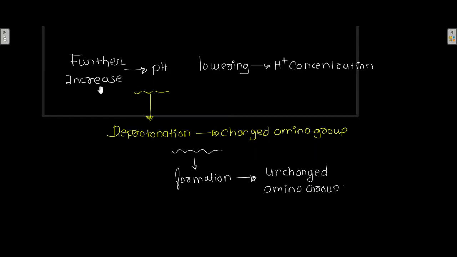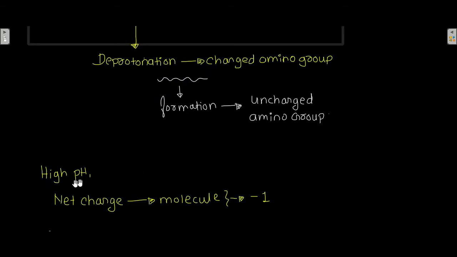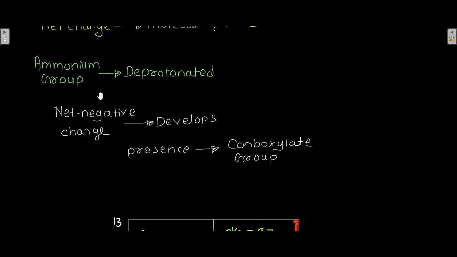Now if you further increase the pH, that is if you lower the proton concentration in the system, then deprotonation of the charged amino group of the amino acid will take place, and the deprotonation of the charged amino group will result in the formation of an uncharged amino group. So at high pH, the net charge on the molecule becomes -1. The ammonium group is deprotonated and the net negative charge develops because of the presence of the carboxylate group.